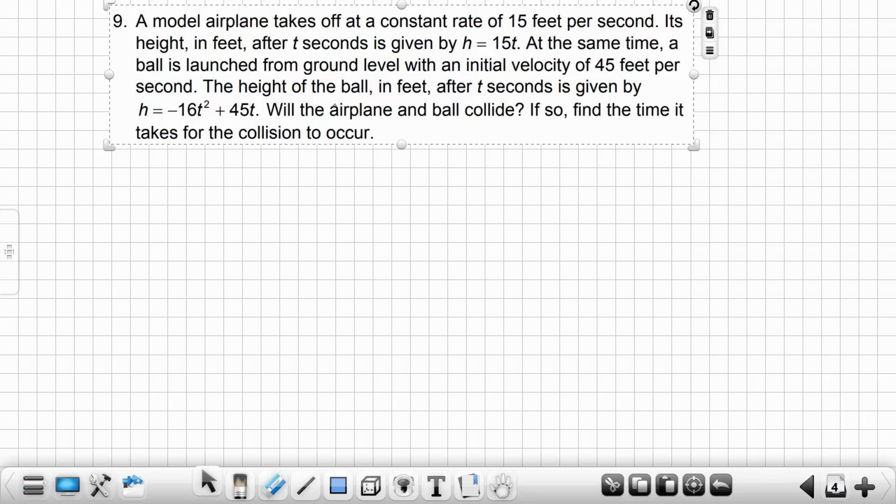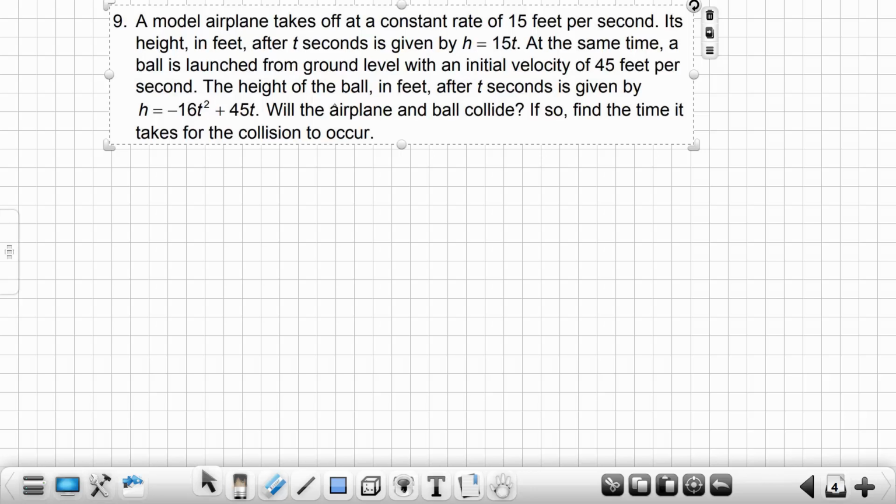Back to it. A model airplane takes off at a constant rate of 15 feet per second. Sydney, you're talking while I'm talking? Its height in feet after t seconds is given by h equals 15t. Oh, this is the same. So it's a line, h equals 15t. That's just a line. It starts at 0, 0 and goes up 15 over 1.